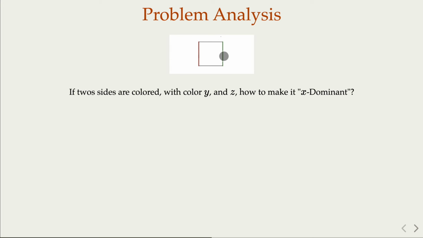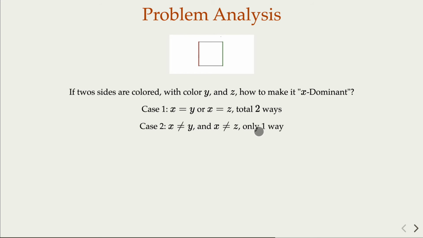Okay, so what if I already colored different colors, let's say red and green, but I want to make it either red dominant, blue dominant, or green dominant? In other words, I already colored 2 different colors, Y and Z. What if X is not equal to Y and Z? In this case, I want to make the square blue dominant. Oh, that's easy. Just color it blue. So there's only one way of doing that. But if X is one of Y and Z, for example, if I want to make it red dominant, I just pick one red and the other is blue. There are a total of 2 different ways.